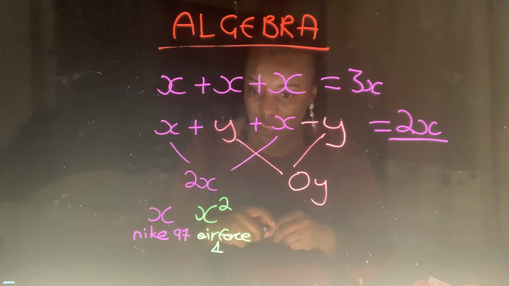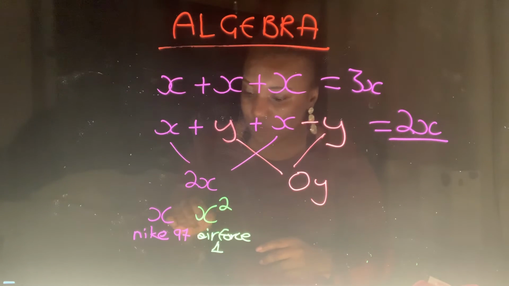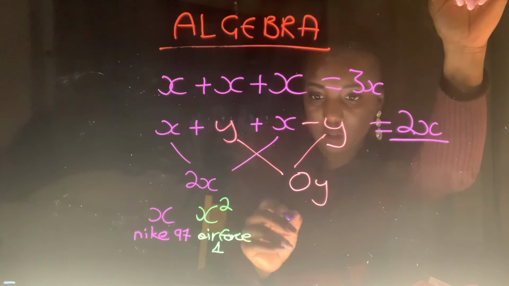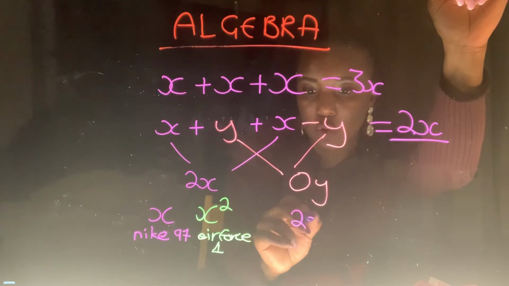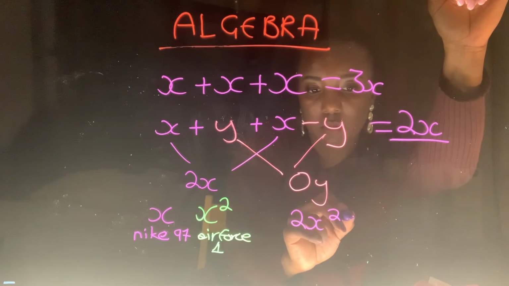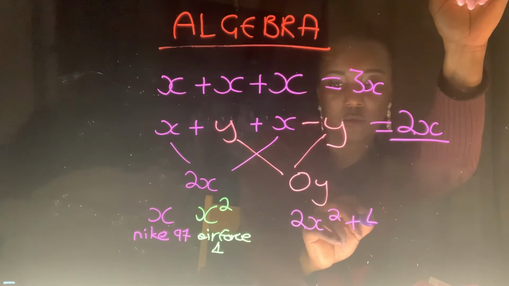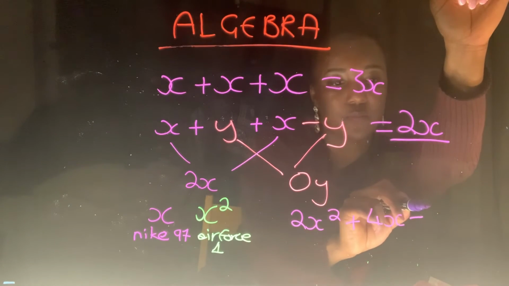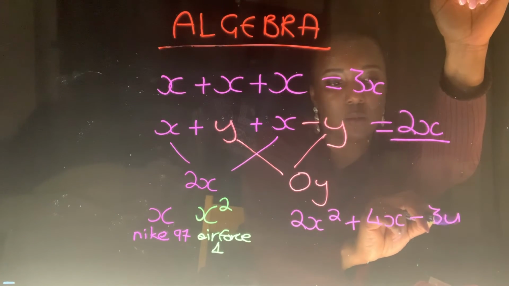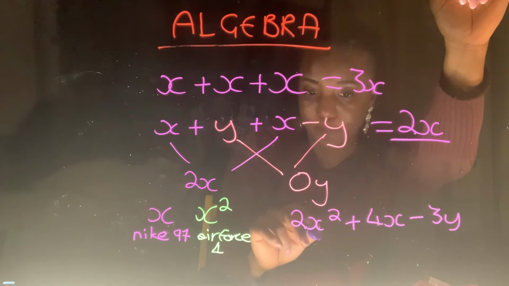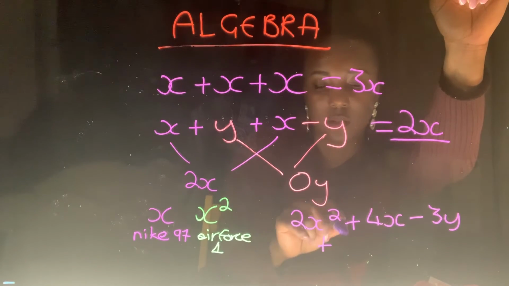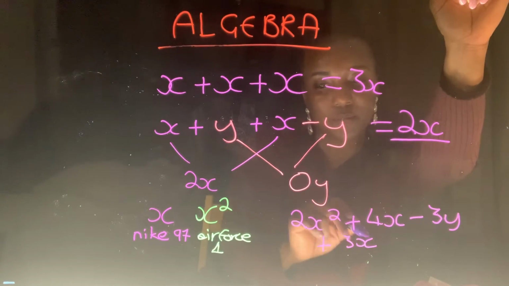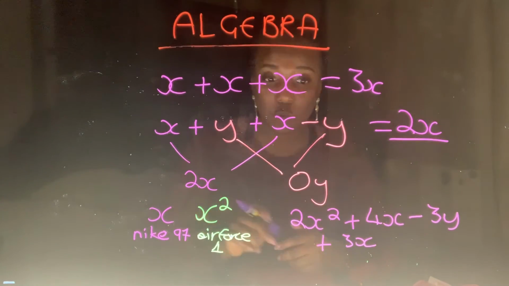So if I was now to have an example in which I had 2x squared plus 4x minus 3y, not done yet, plus 3x. What do I have a total of?